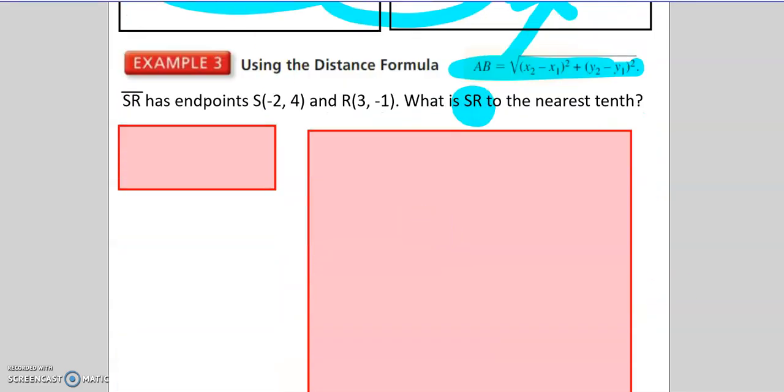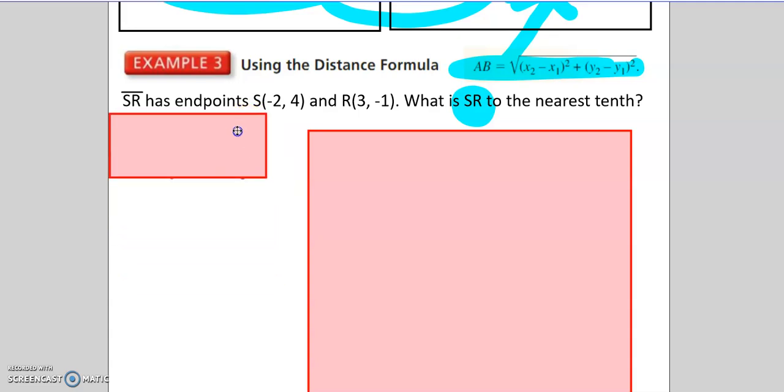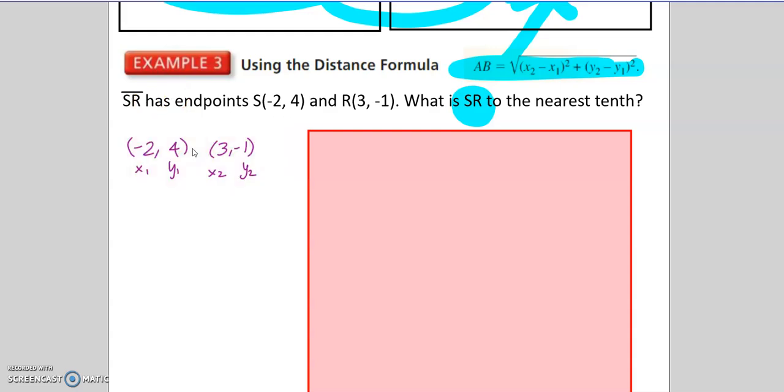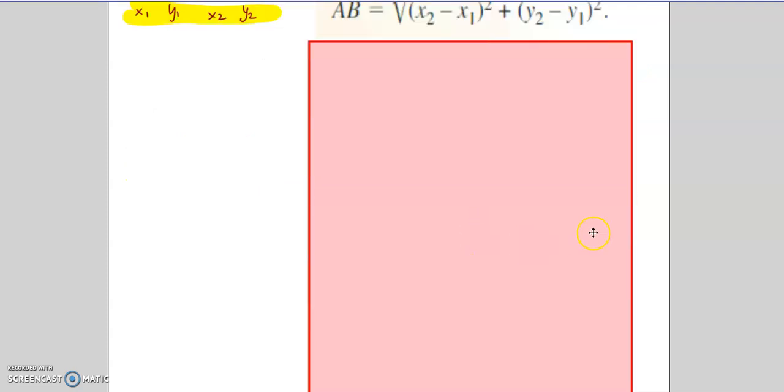Let's do this example. It says SR has endpoints -2, 4, and 3, -1. What we need to do is find the length of SR, right? When we see two capital letters with the points like that, that means find the length. And they tell us to do it to the nearest tenth. Guys, just like we did when we found the midpoint, it's really helpful to label, right? What's x1 and y1, x2 and y2. This part is really helpful because then it's so simple to plug the numbers right into the formula.